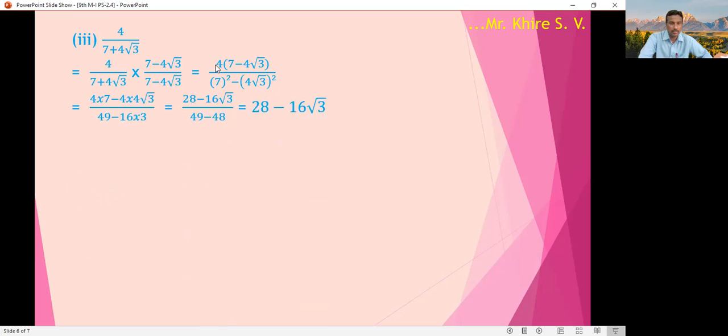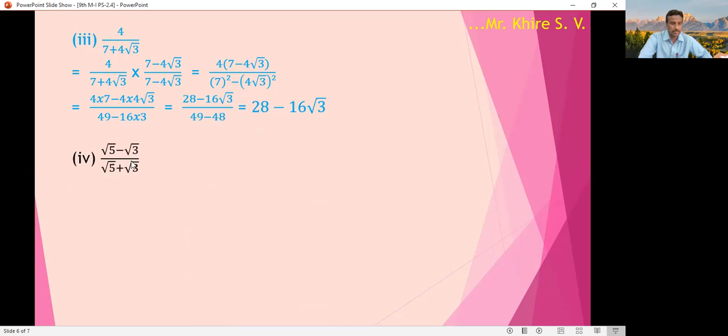Then we will get 4 into 7 minus 4 into 4 root 3 upon 7 square is 49. 4 square is 16 into root 3 square is 3. 4 7s are 28 minus 4 4s are 16 root 3 upon 49 minus 16 3s are 48. 49 minus 48 is 1. Denominator is 1. Therefore, answer is 28 minus 16 root 3. Got it?